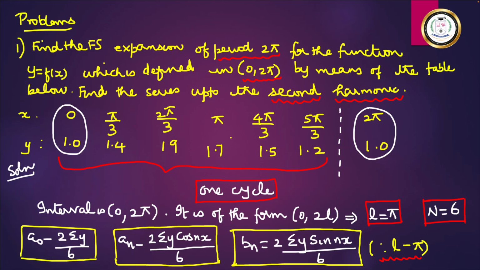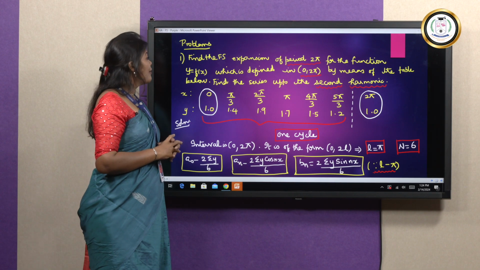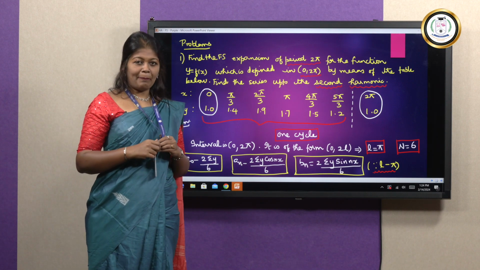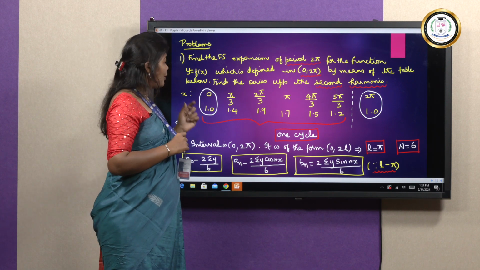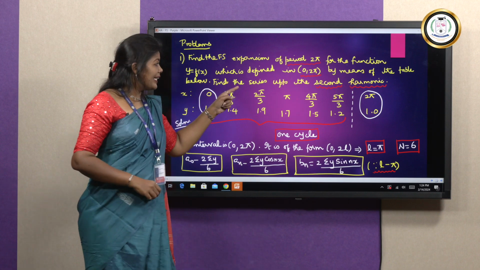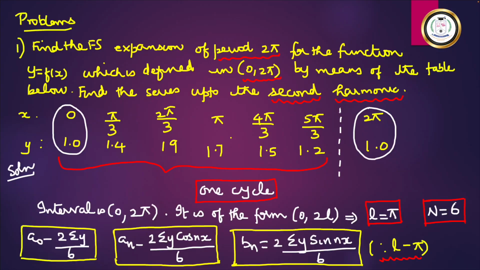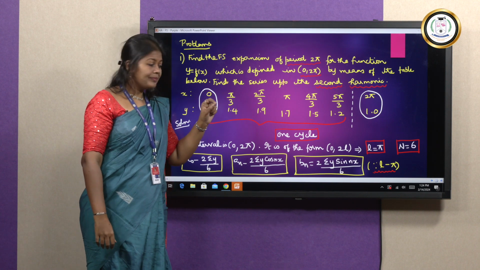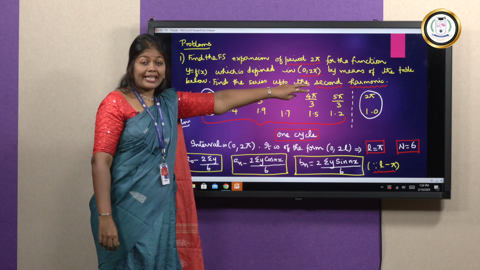We have the first problem here. So, let us read the question. It says, find the Fourier series expansion of period 2 pi for the function y equal to f of x, which is defined in 0, 2 pi by means of the following table. Find the series up to the second harmonic. So, you have a set of x and y values given. I hope you all see that. Now, you are asked to find the Fourier series for this particular data till the second harmonic.